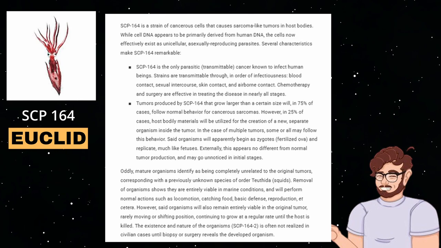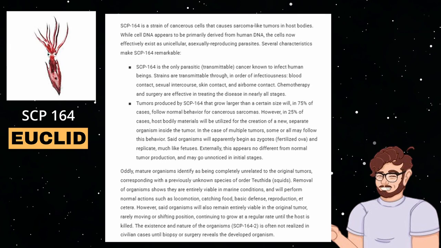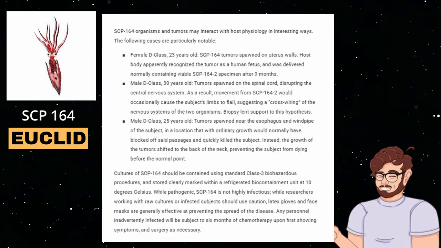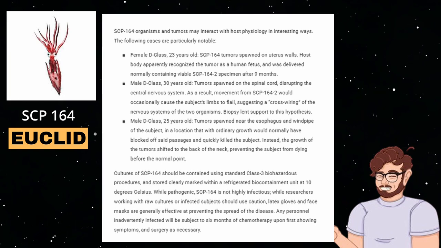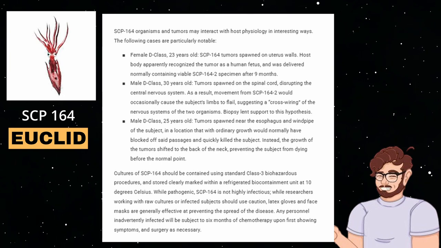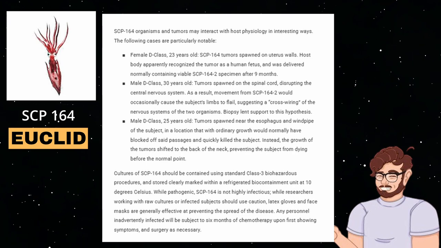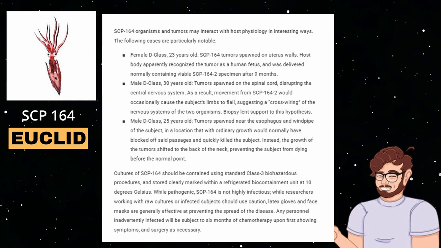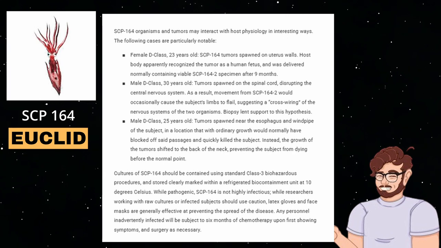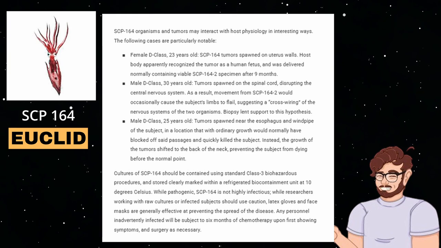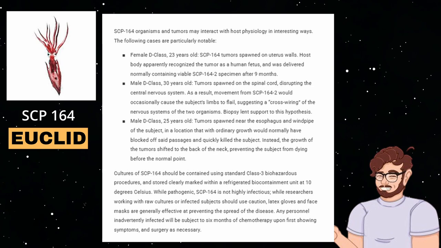The existence and nature of the organisms is often not realized in civilian cases until biopsy or surgery reveals the developed organism. 164 organisms and tumors may interact with the host's physiology in interesting ways. The following cases are particularly notable. Female D-class, 23 years old, 164 tumors spawned on uterus walls. Host body apparently recognized the tumor as a human fetus and was delivered normally, containing viable 164 specimen after 9 months. Male D-class, 30 years old, tumors spawned on the spinal cord, disrupting the central nervous system.